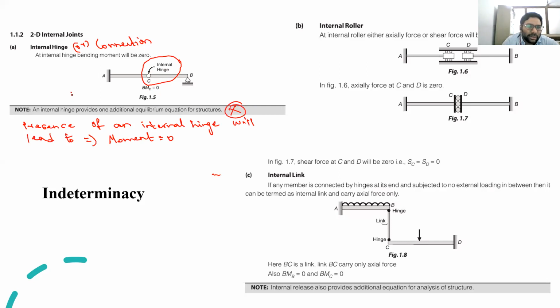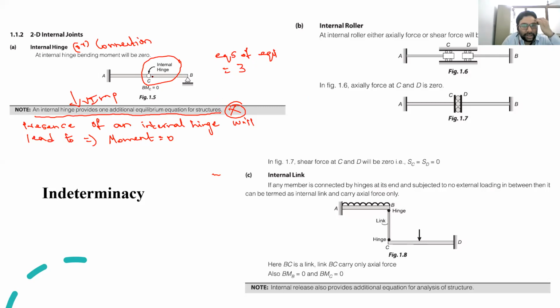And what is the additional point that was given? This is a very important point. An internal hinge provides one additional equation for the structure. All of you please listen carefully. Okay, let me put it this way. How many equations of equilibrium are there? So equations of equilibrium are three. Correct, right? So total number of equations of equilibrium are three.